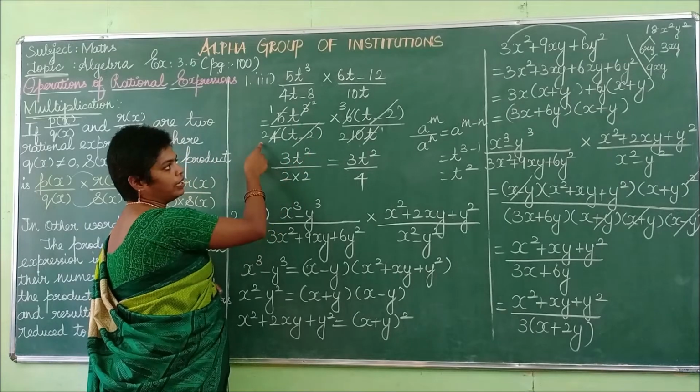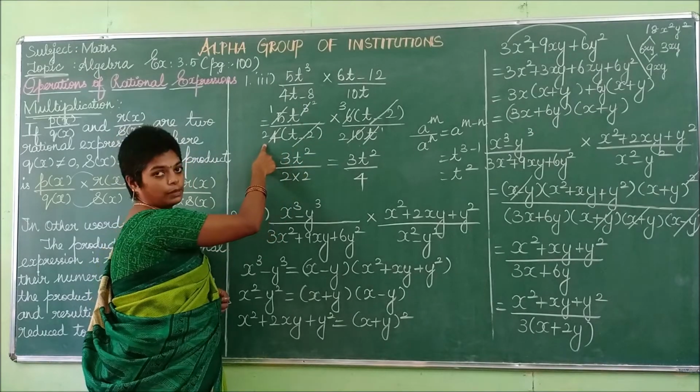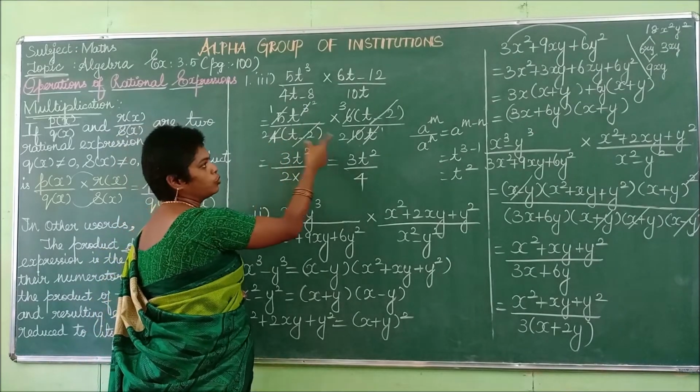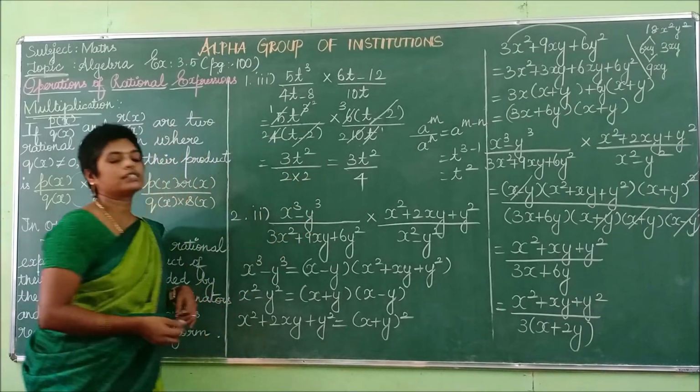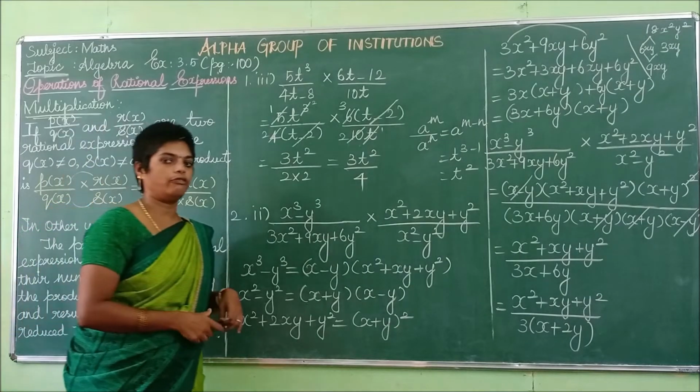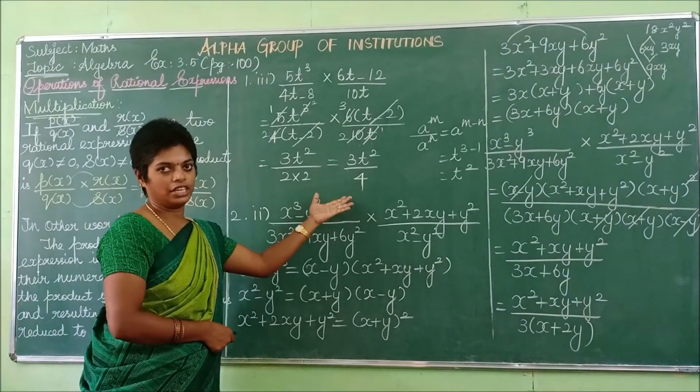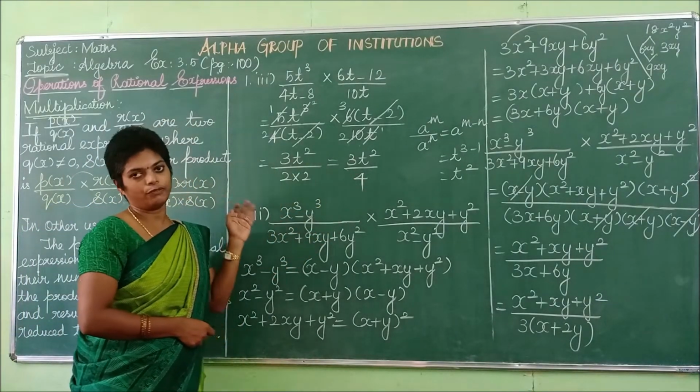3t square divided by, here everything gets cancelled except the numbers. So what are the numbers? 2 into 2. So 2 into 2 is nothing but 4. So the final answer is 3t square by 4. Hereafter we should not change anything. It is a reduced form for the given function.